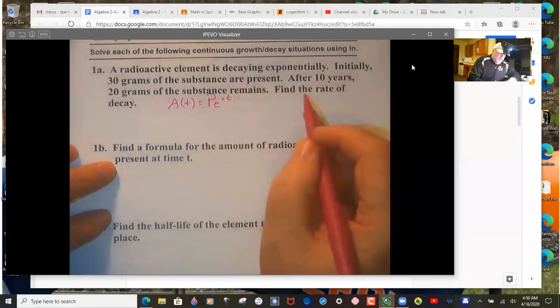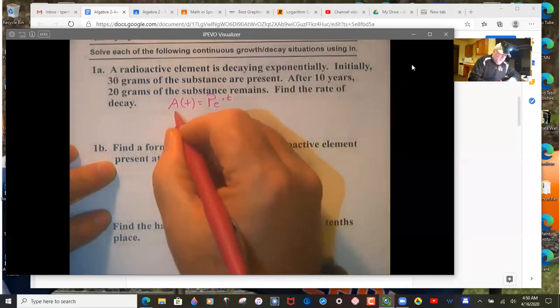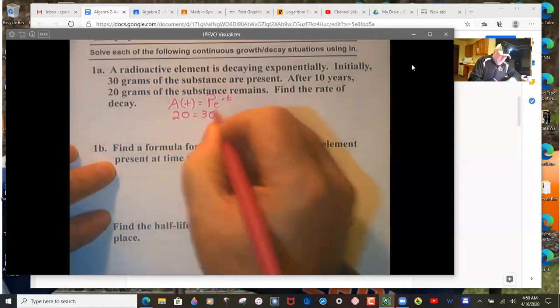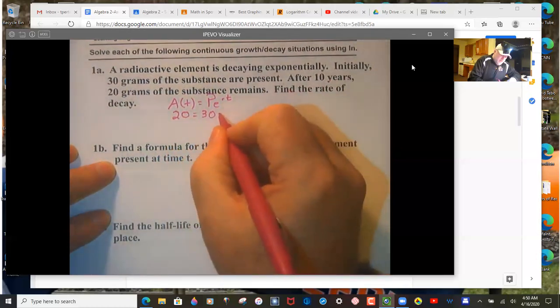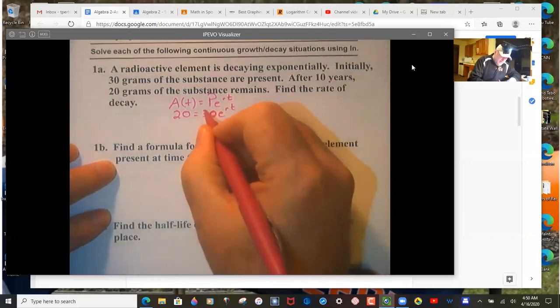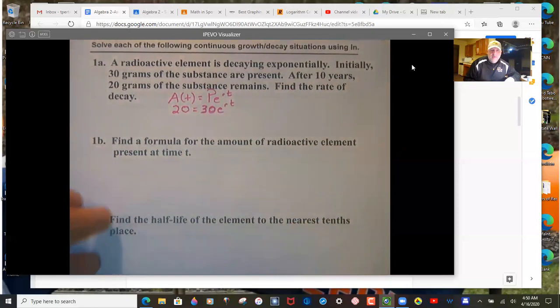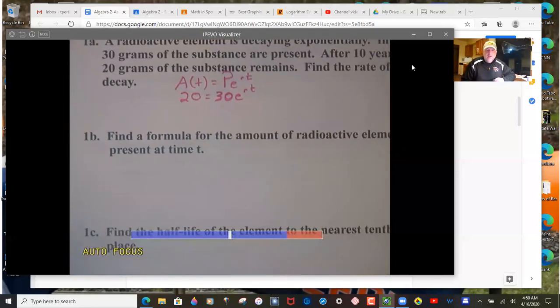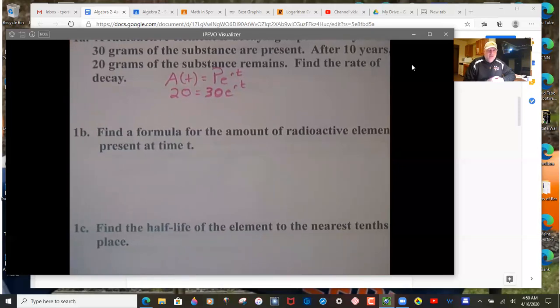So initially 30 grams. So the P is 30. After 10 years, 20 grams. So this is what we have: 20 equals 30 times e to the rt. That is step one. That's what we know. And now from here, we're going to do the work.